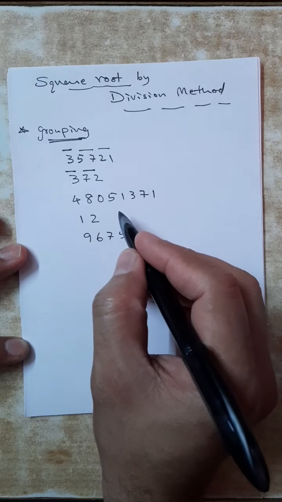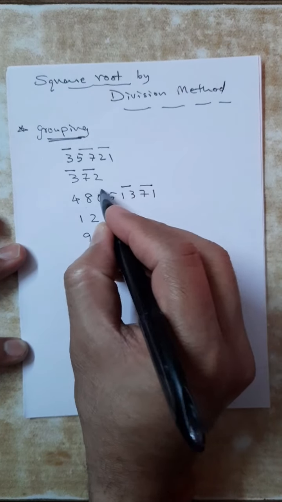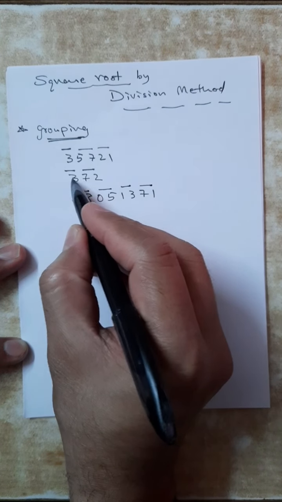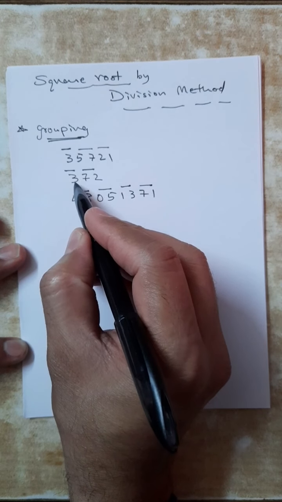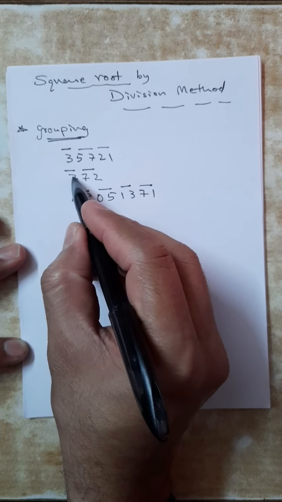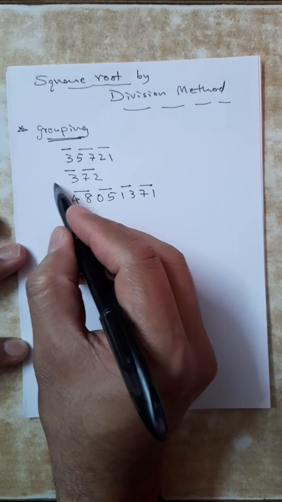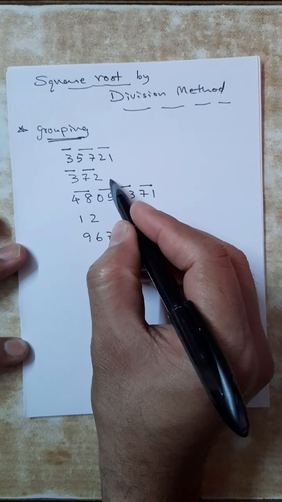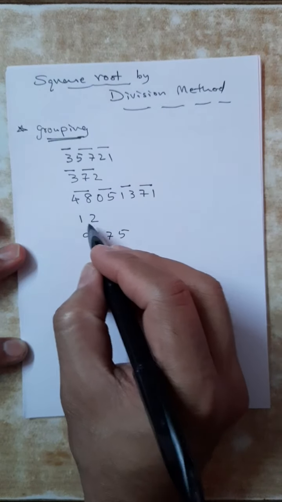So grouping means group of 2 members: 71, 13, 05, 48. See here 48 is a group. Here the problem is only one digit is left, so that is taken as one group. We can put a 0 and write 03. 03 and 3 both are same, we know. No meaning of a 0 here in the left side. If I put a 0 here, then value is 20, it is becoming. Here 03, no meaning. So 3 alone is a member.